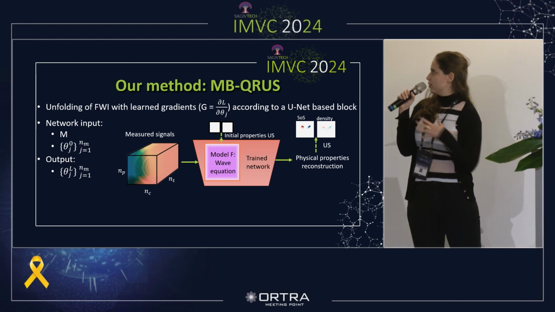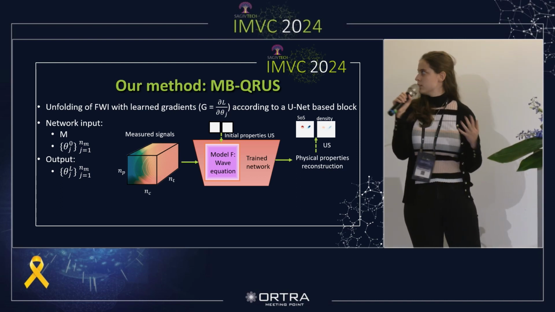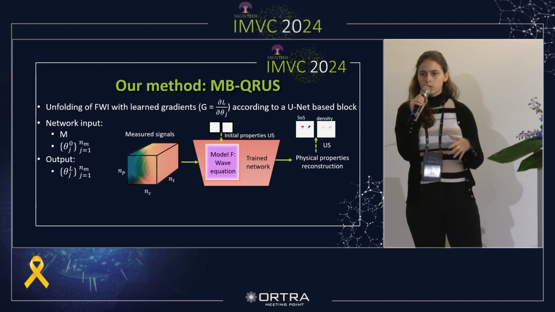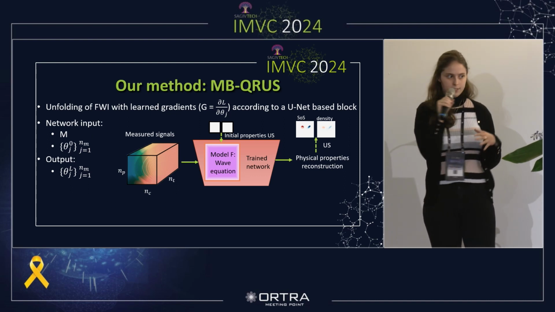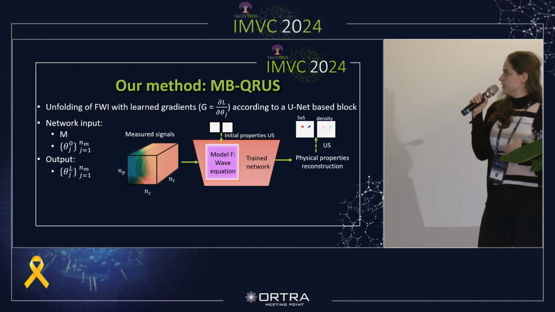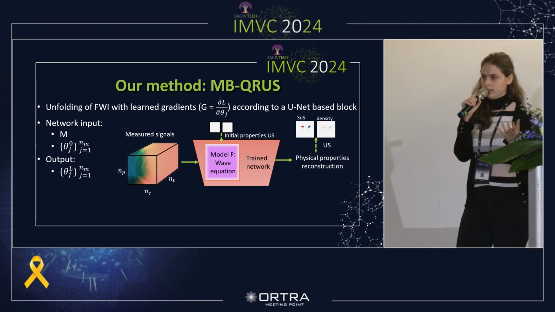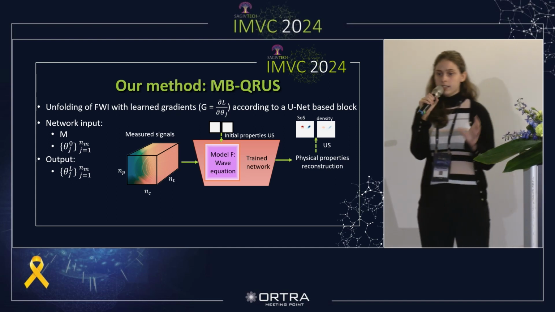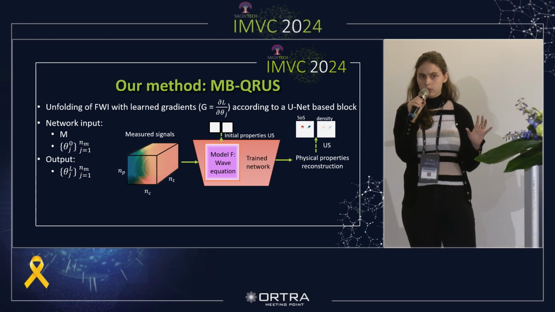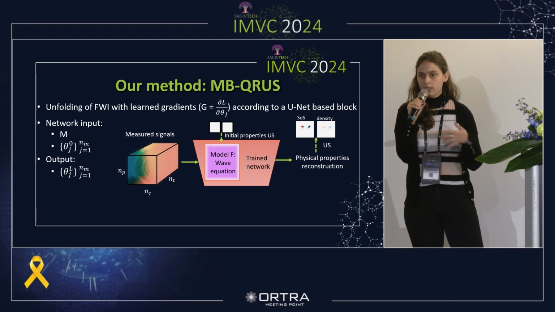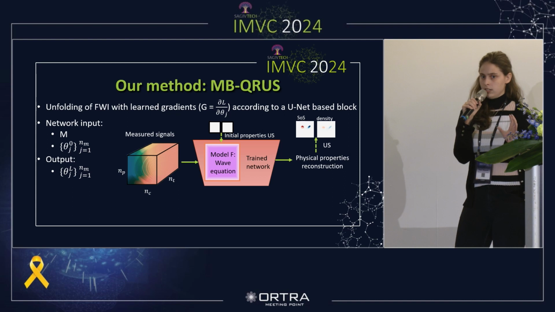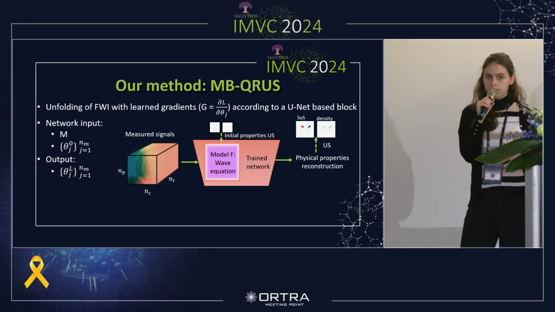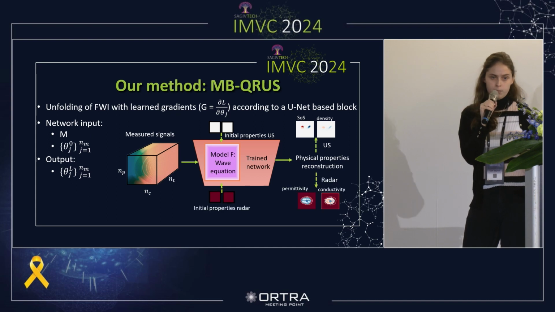This is our network called MBQRAS, which stands for Model-Based Quantitative Radar and Ultrasound. It uses unfolding of the FWI to learn the gradient using a U-Net block. The inputs of the network are the measured signals, the tensor M, and initial guesses, similarly to the FWI optimization method, for example, the average property of water. Then the network architecture is based on the wave propagation equations to output the reconstructed physical properties. And we can use the same architecture for different signals, for example, for radar signals.